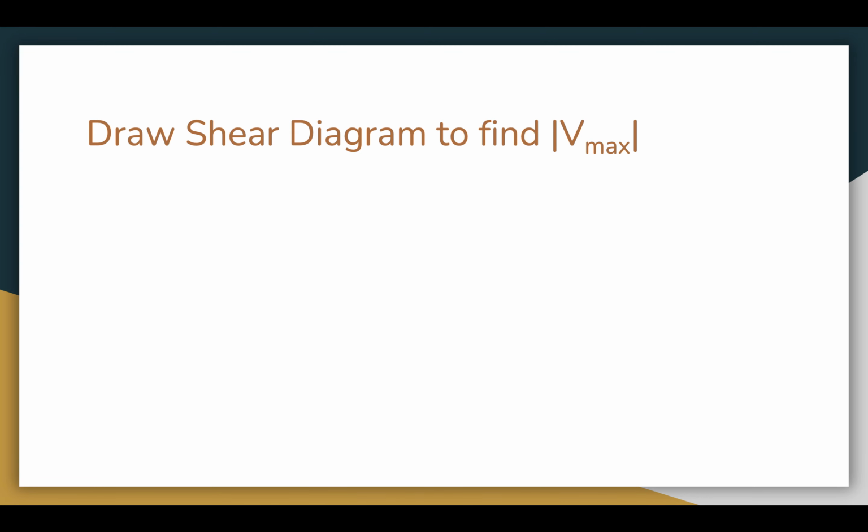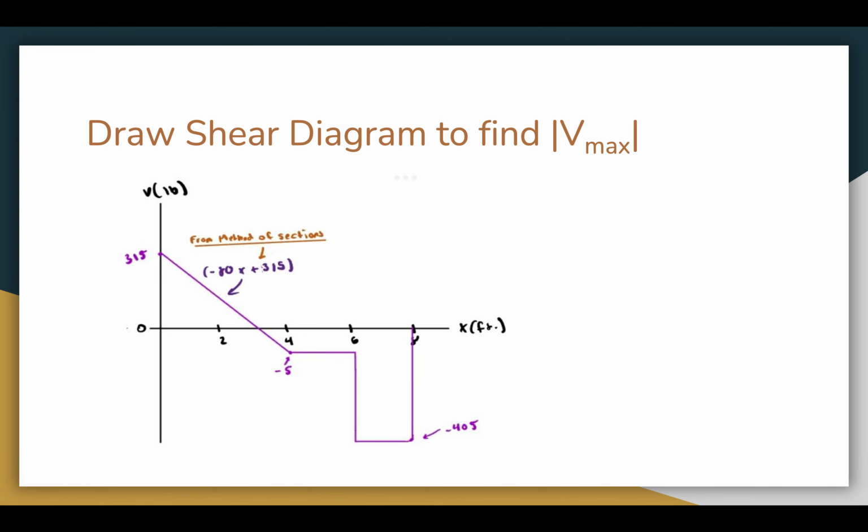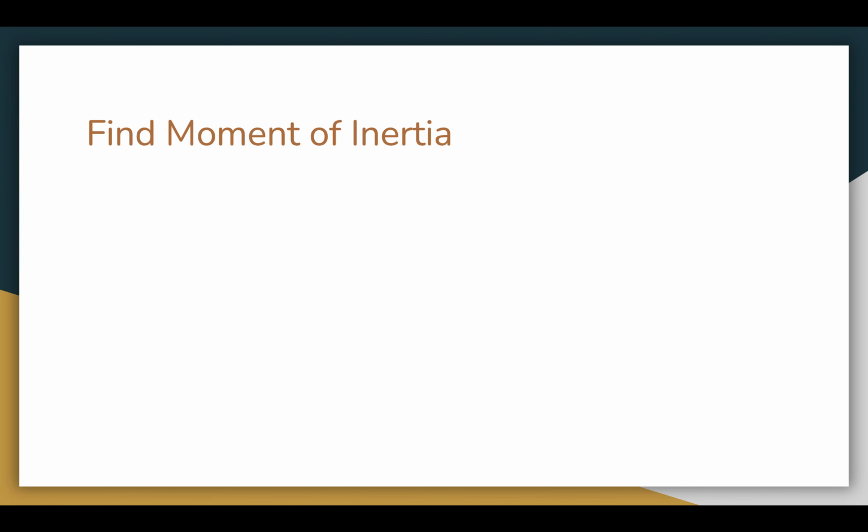And now we can draw a shear diagram to find the maximum shear value. The shear diagram looks like this. There's a negative slope here because we have a negative distributed load from 0 to 4. At 4 feet, we have -5 shear value. Shear is measured in pounds, so we have -5 pounds. And then we get to 6, we add an additional -400 pounds, so then we have a maximum value of 405 pounds.